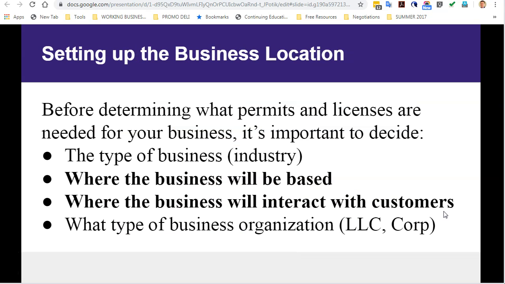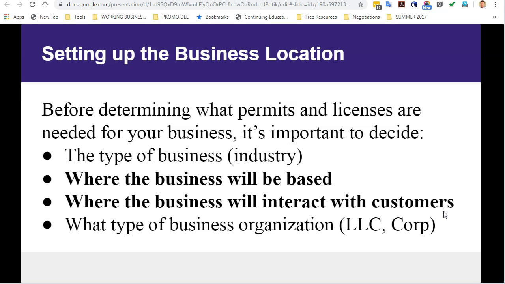So setting up your business location, before determining what permits and licenses are needed for your business, it's important to decide the type of business you're going to be in, the industry, because often different types of industries are regulated in different ways by different agencies, by different parts of the government. And as we've said before, even industry associations might be self-regulating. Other important factors are where the business will be based and where the business will interact with customers. Those things are all important.